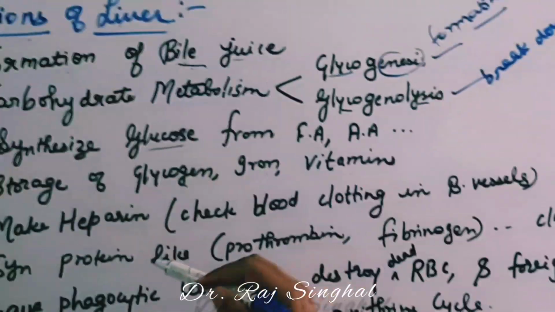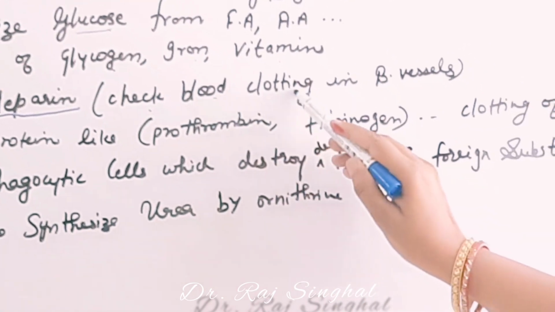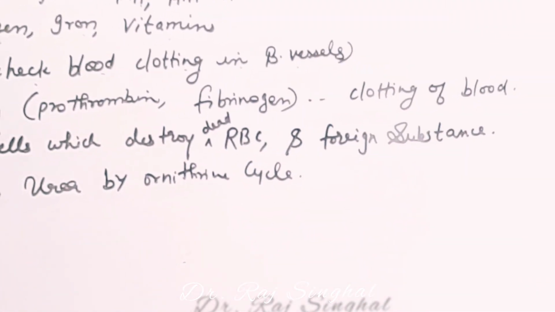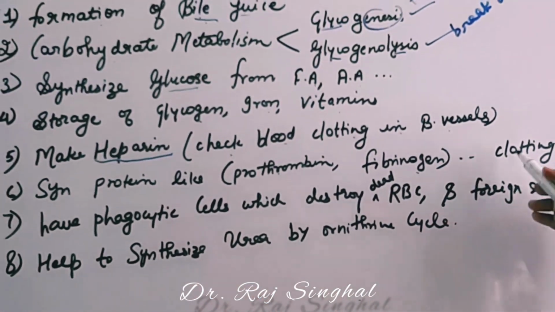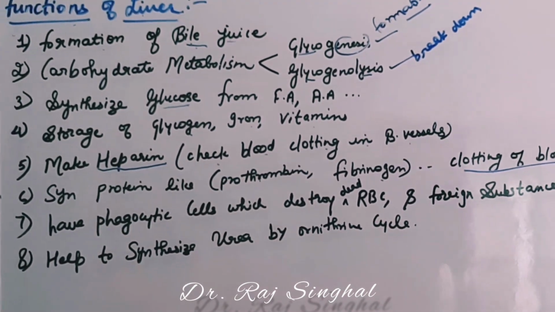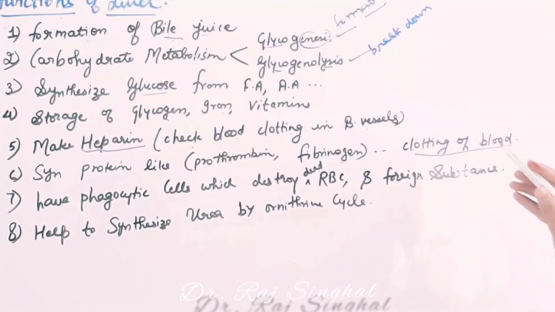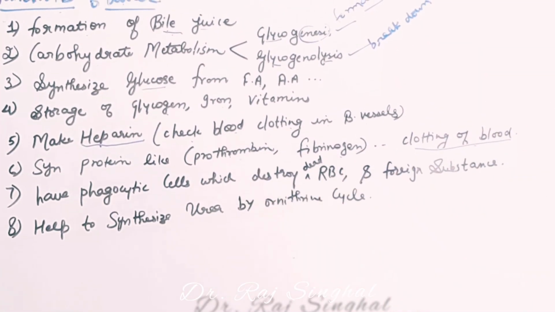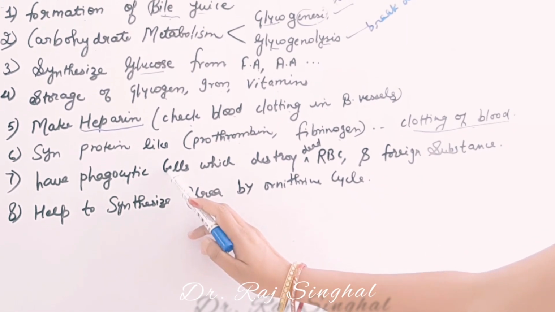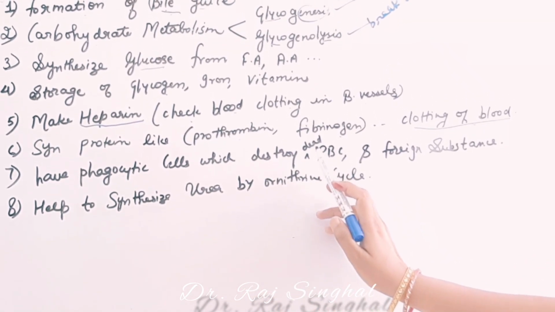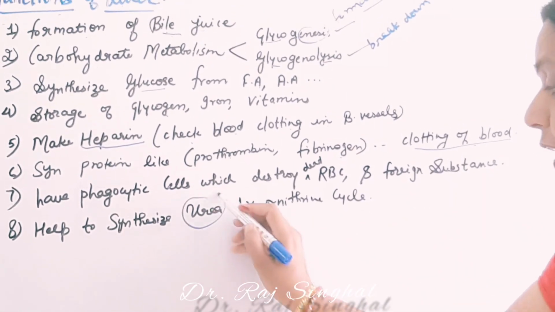An important function is that it helps in making heparin, the constituent which checks blood clotting in blood vessels. It also helps in the synthesis of proteins like prothrombin and fibrinogen, which are essential constituents of blood clotting. Thus, indirectly, it performs an important function in healing and clotting of blood by making its constituents. It also has phagocytic cells like Kupffer cells, which we studied in the structure, which help to destroy dead RBCs and foreign substances. It also helps to synthesize urea from ammonia.